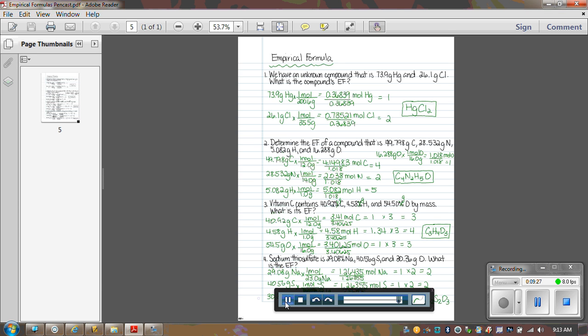The next lesson we'll cover how to deal with molecular formulas from empirical. Empirical are the most reduced. Molecular are going to unreduce those reduced.